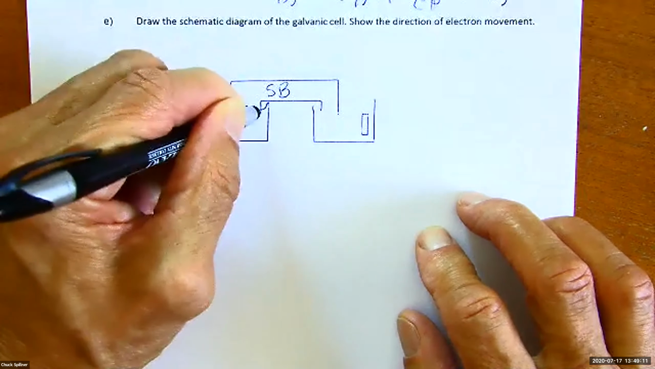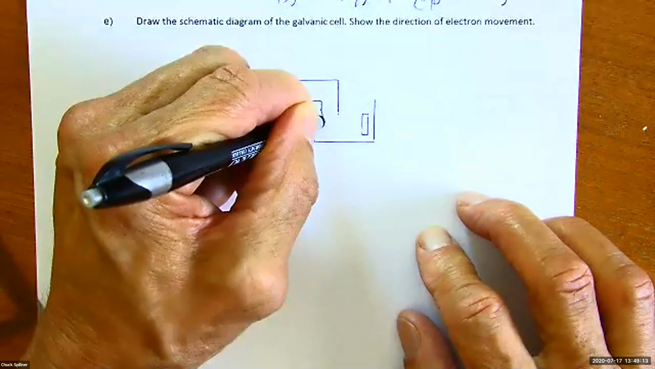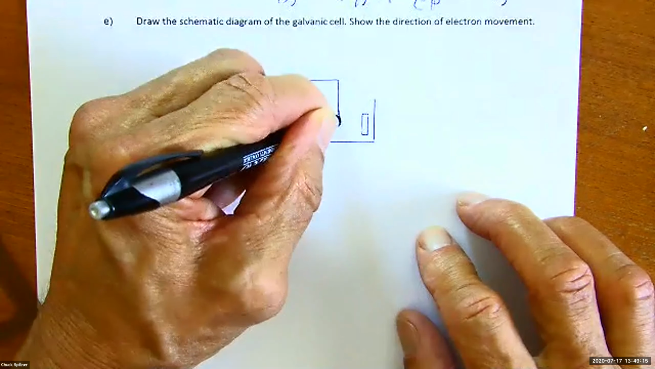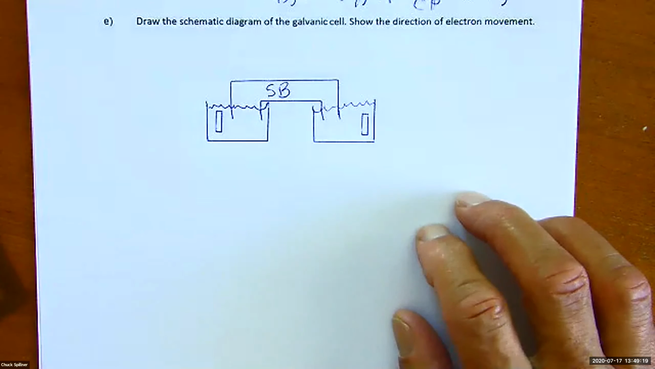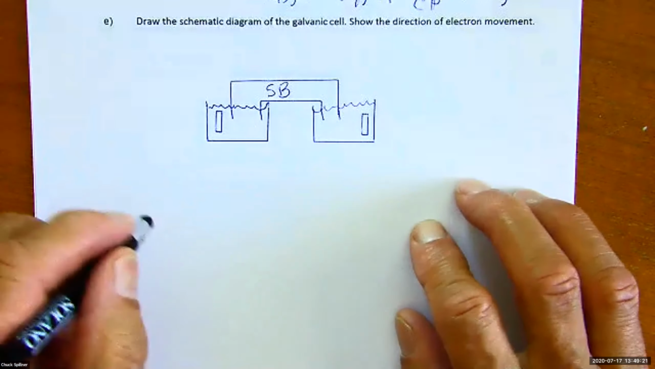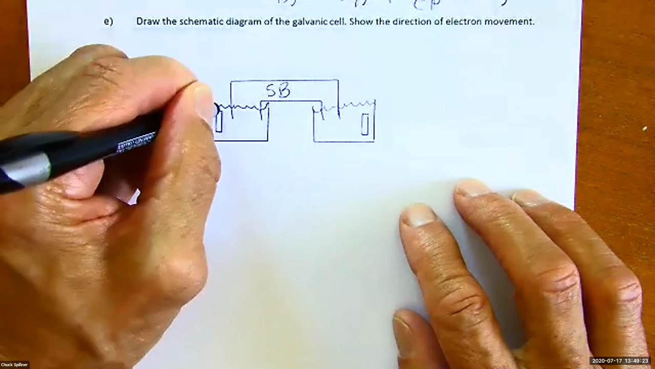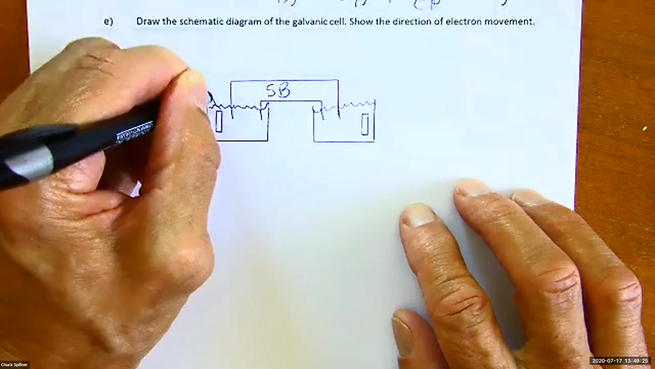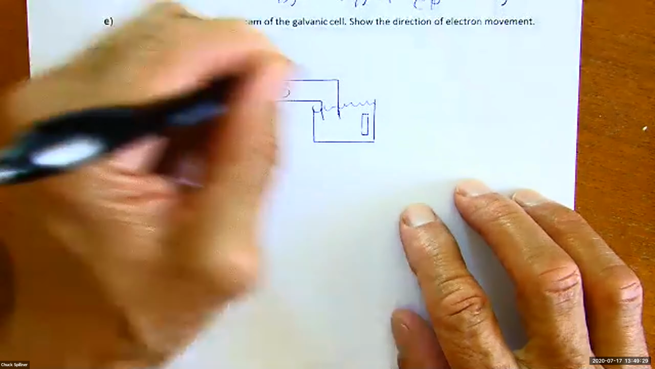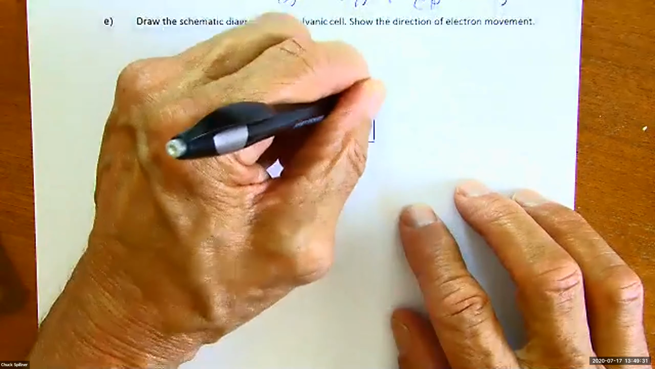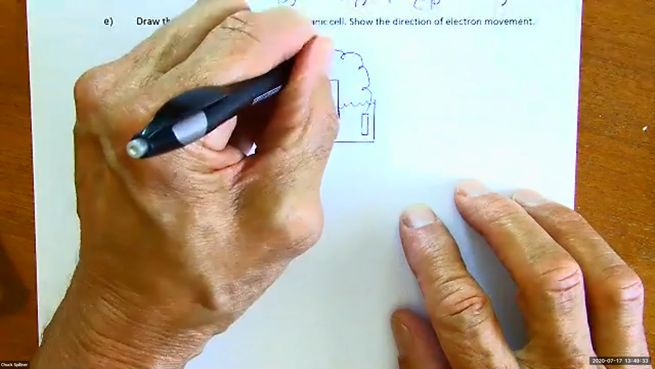Maybe I'll extend this salt bridge down a little bit. There. So here's my solution. And then these electrodes are connected by a wire. They have to be connected by a wire. So I'll draw a wire here. And then here's my wire, and here's another wire going this way.